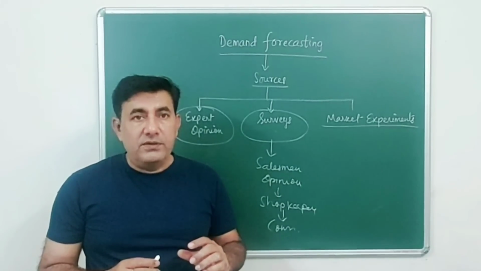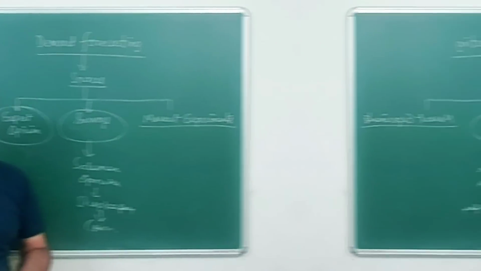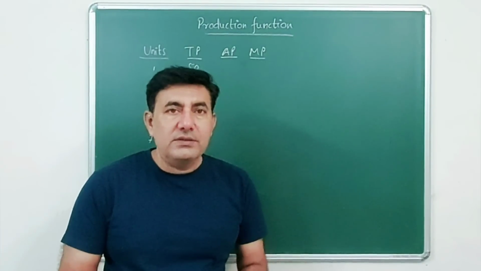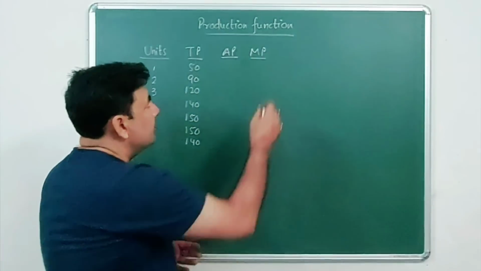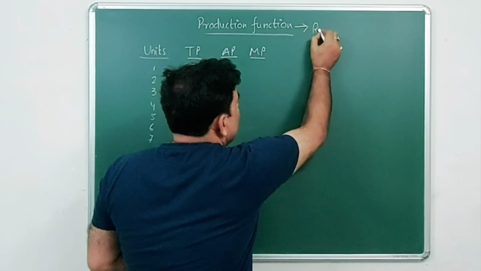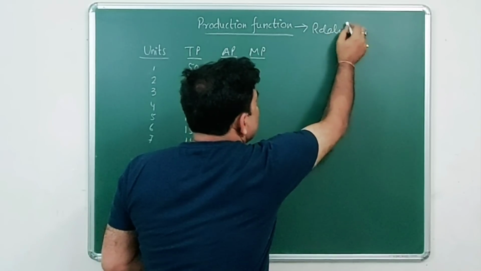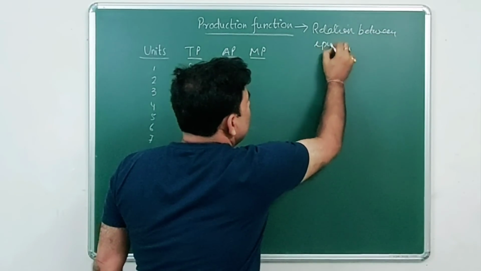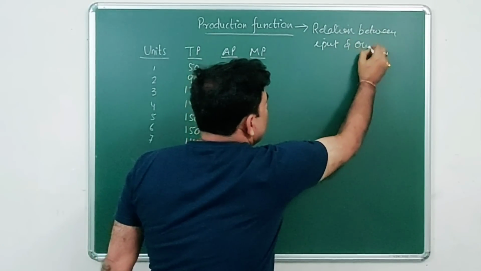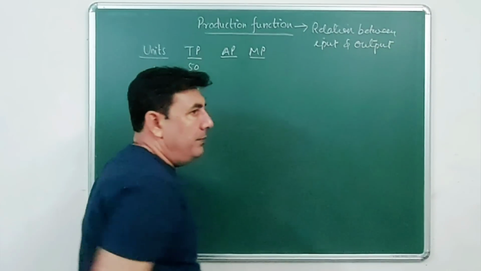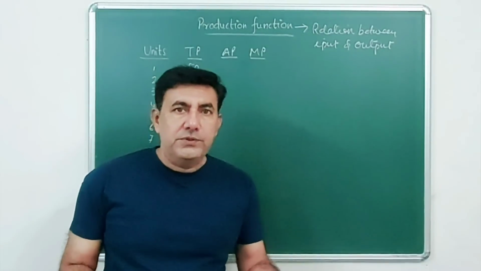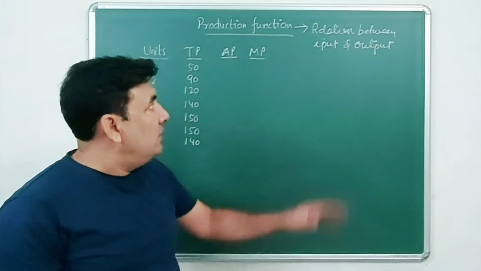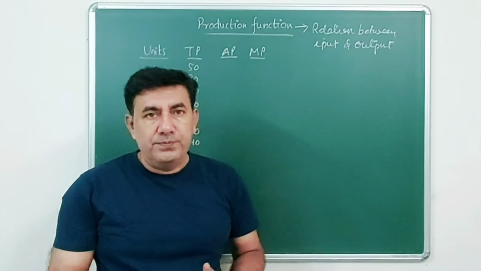customer's response, right? So this was the demand forecast. Now let's move to the production function. And what is the production function actually all about? The production function tells us the relation between input and output. Input means the raw materials that we use for the production purpose, and output is the finished product that we get after production. So it tells us the relation between these two, right?